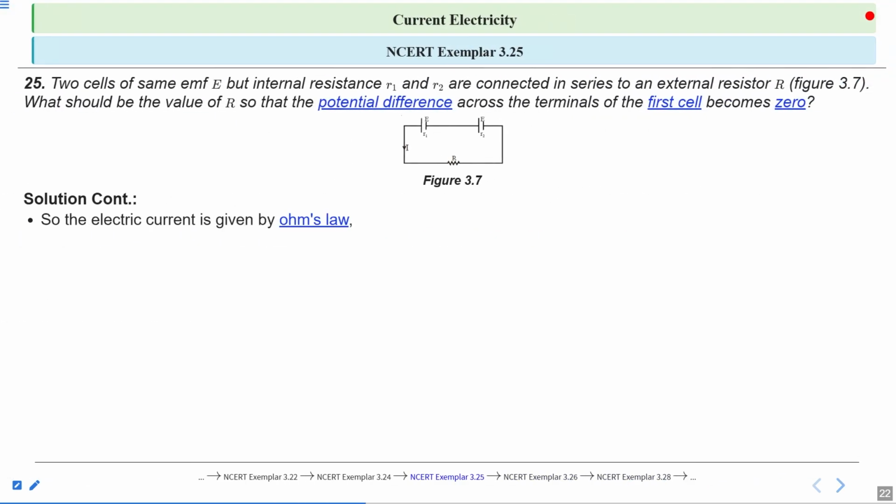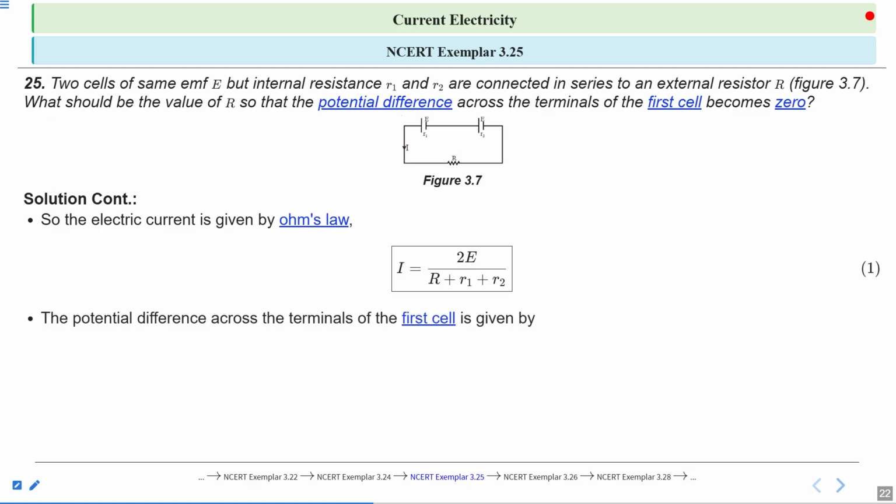So the electric current is given by Ohm's law. So according to Ohm's law, what is electric current? Effective voltage upon effective resistance. So 2E upon R plus capital R plus R1 plus R2. Mark it as first equation. The potential difference across the terminals of the first cell is given by V1, which is equal to EMF of the cell minus IR1. Potential drop due to the internal resistance. This is the standard formula.